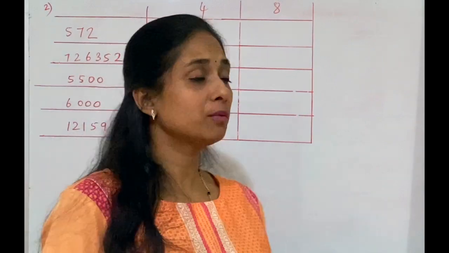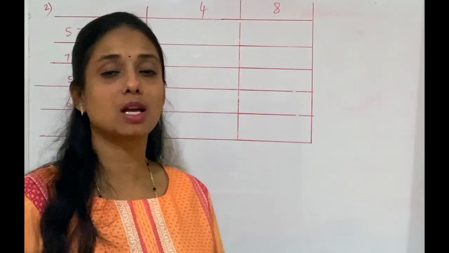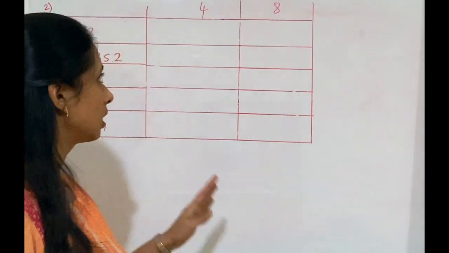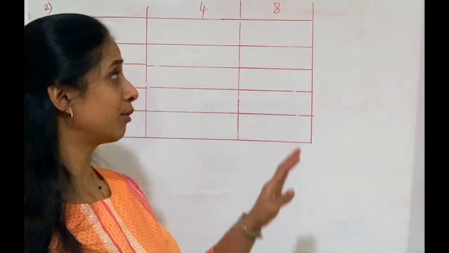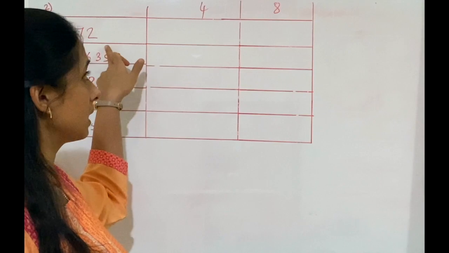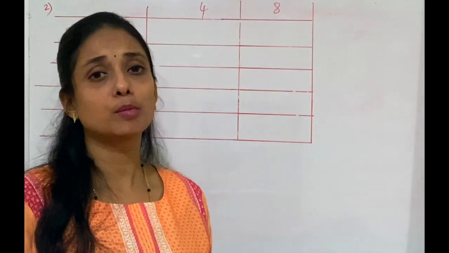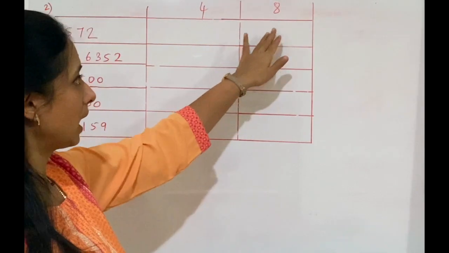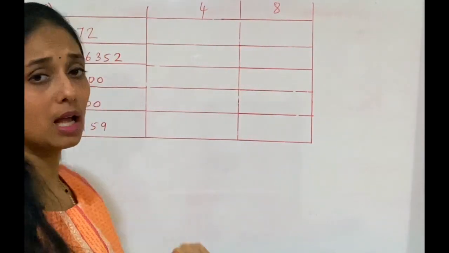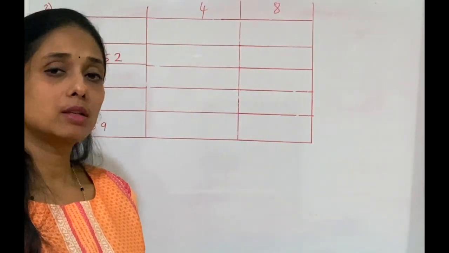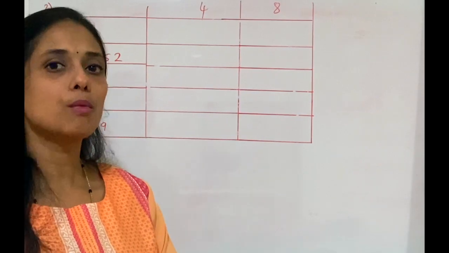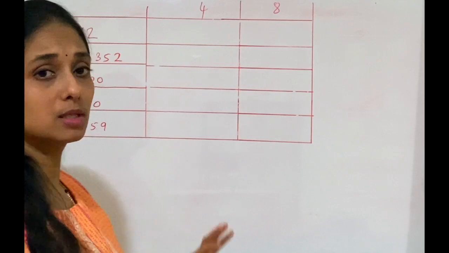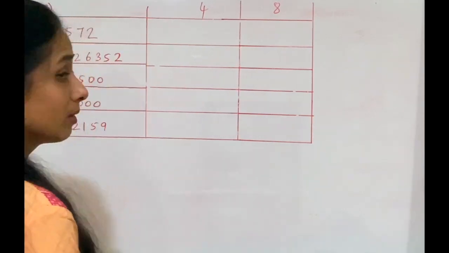The second problem, we have to check if these numbers are divisible by 4 and 8. Okay, we know the divisibility rules of 4 and 8. For 4, you have to look at the last two digits. The last two digits should either be 0, 0 or any number that is divisible by 4. For 8, the rule is you should look at the last three digits. If the last three digits are either 0, 0, 0 or any number that is divisible by 8, then that big number is divisible by 8. Okay, shall we start?